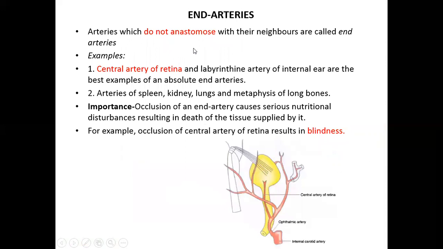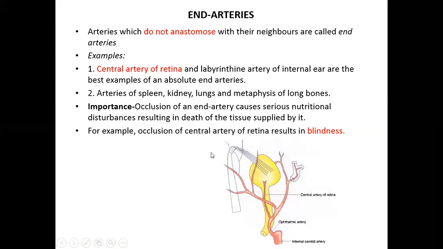End arteries are the arteries which do not anastomose with each other. I have discussed anastomosis in other classes. You can just go through that. Anastomosis occurs usually when two blood vessels merge with each other. So it is required in some areas, some vital organs. Anyway, end arteries usually don't anastomose, so they don't meet with other arteries. The examples are the central artery of the retina, the labyrinthine artery of the internal ear, and again arteries of the spleen, kidney, lungs, and metaphysis of long bones.